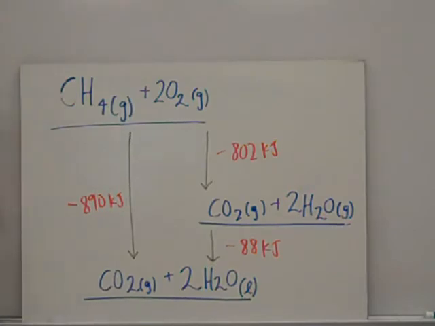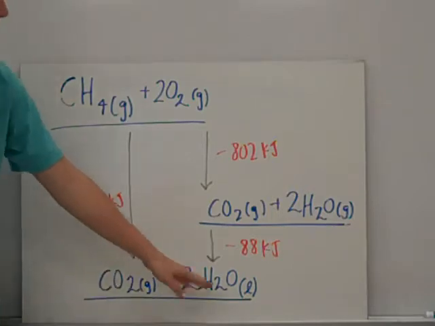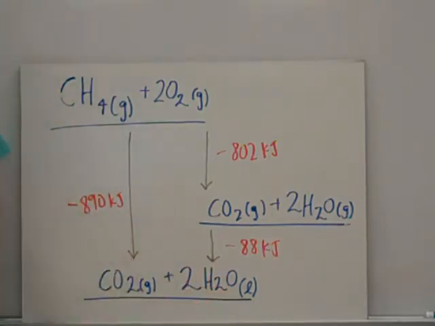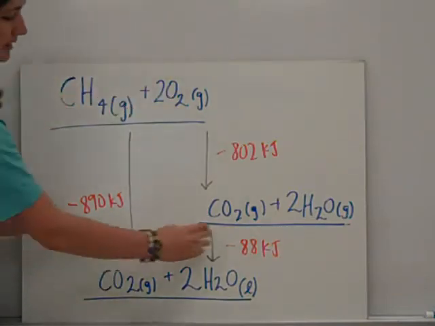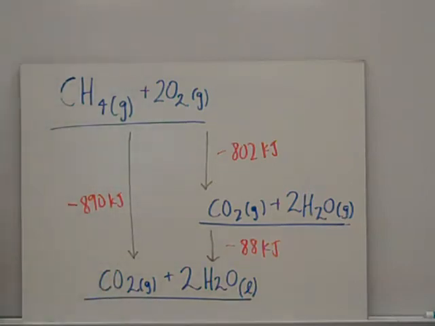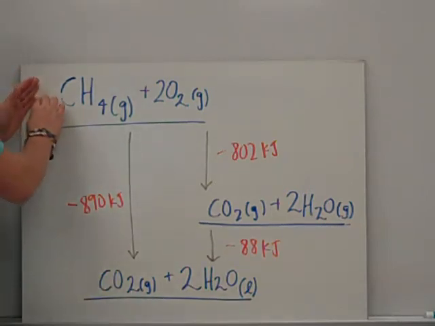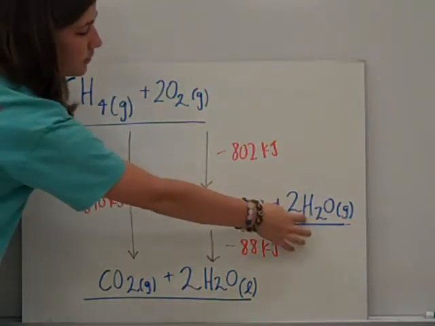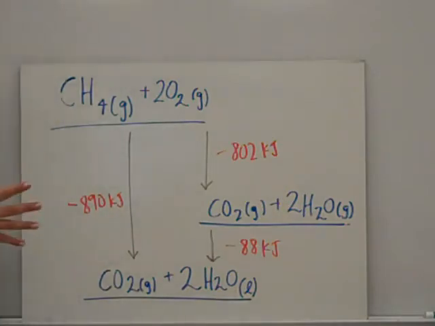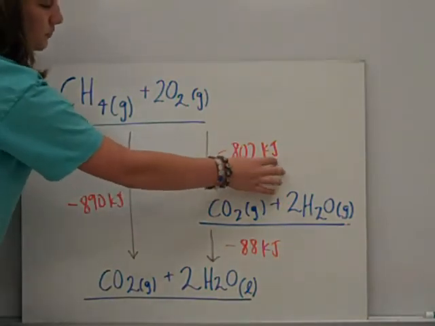So, a little better visual representation of Hess's Law. Let's say we have methane gas and 2 moles of oxygen gas in our reactants, and we are trying to form carbon dioxide gas plus 2 moles of liquid water. We're trying to find the enthalpy change involved in that reaction. Well, in reality, going from these reactants to these products, it's a two-step process. So, the first step involves going from methane gas and 2 moles of oxygen gas and forming carbon dioxide gas and 2 moles of gaseous water. That process requires negative 802 kilojoules.